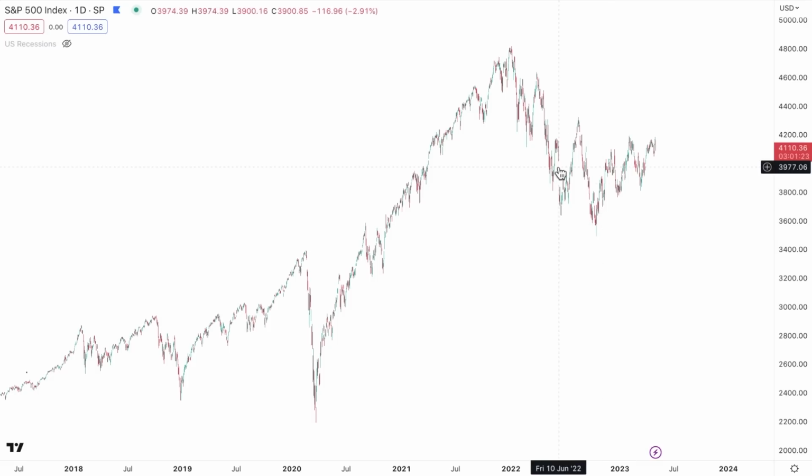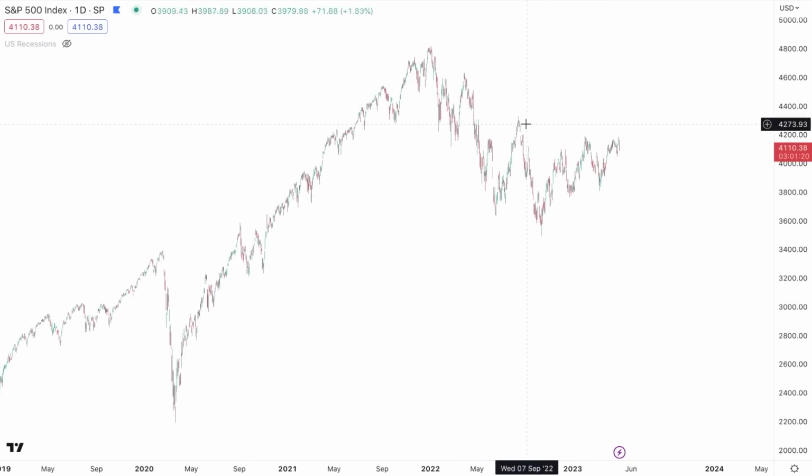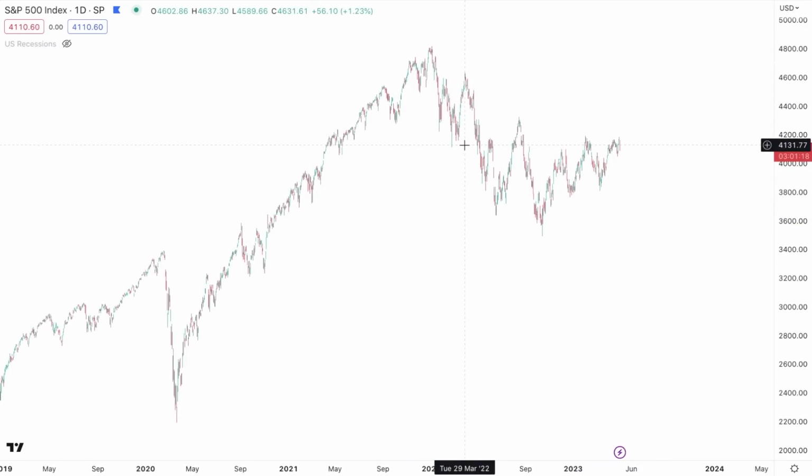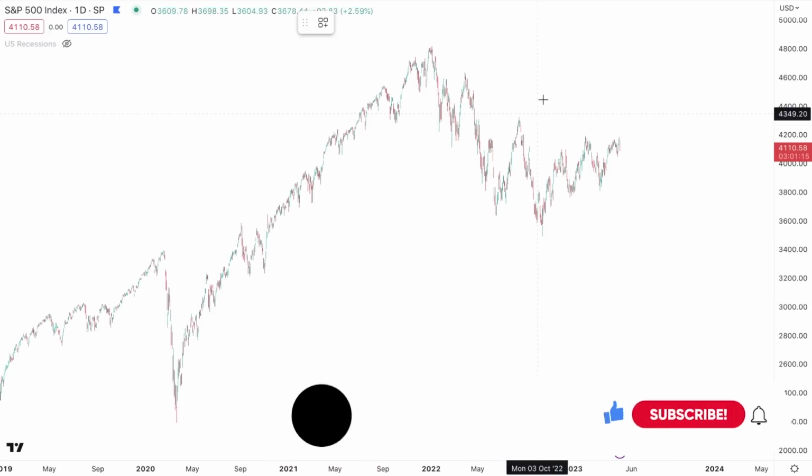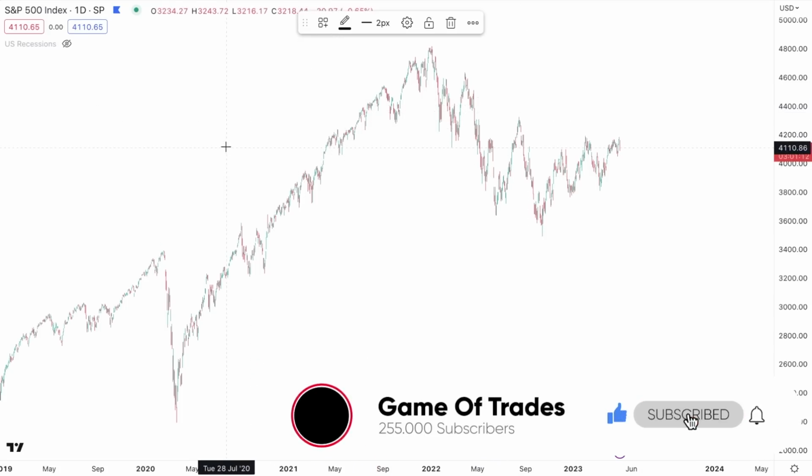Now let's take a look at today's market, understand if this is a price structure that is still intact in 2023.